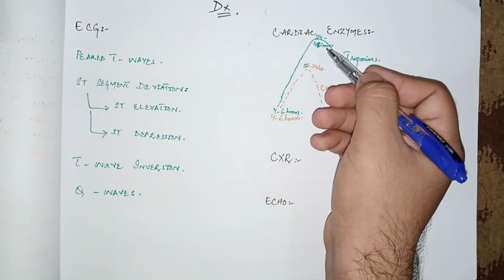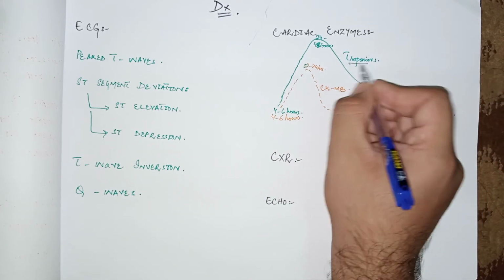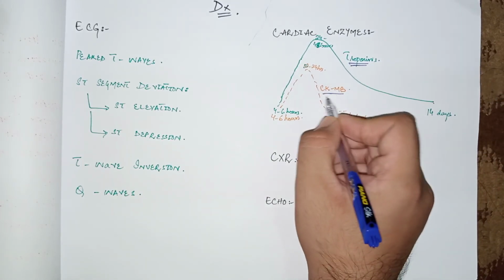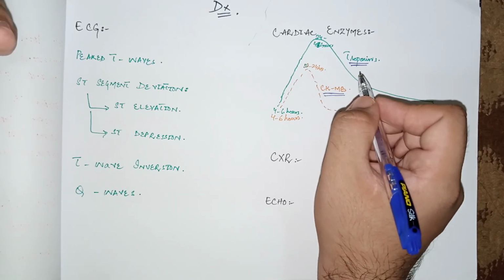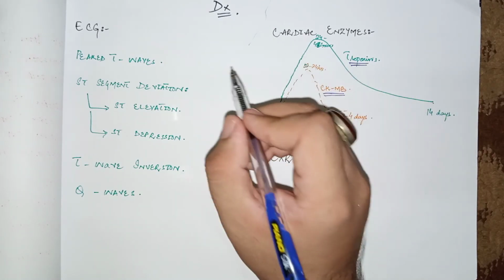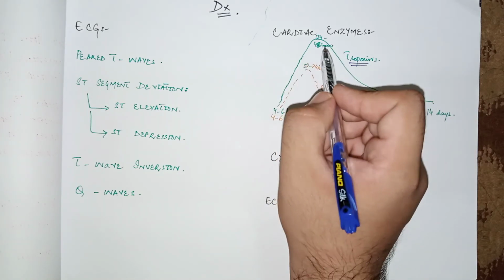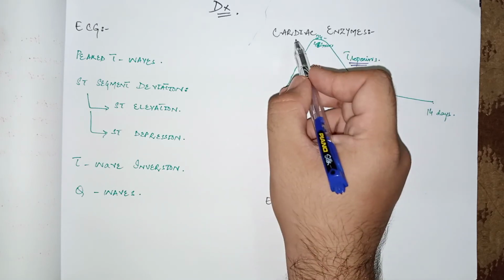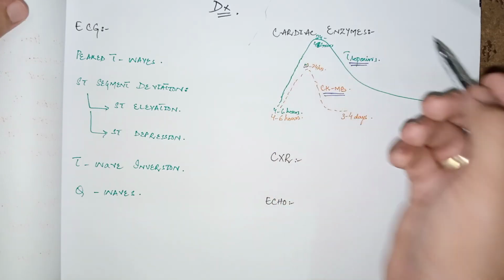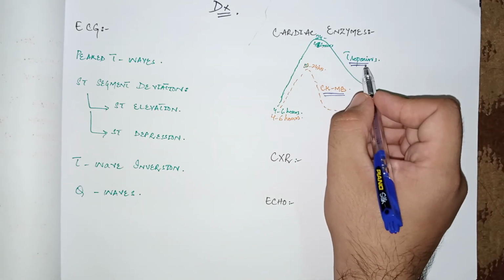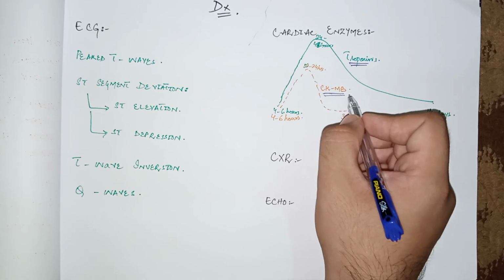Now come to the next investigation, that is cardiac enzymes. These cardiac enzymes are troponins and CKMB, that is creatine kinase MB. These two enzymes are very important to differentiate between angina and myocardial infarction, because these enzymes are elevated in non-STEMI and STEMI, while they are in the normal range in case of unstable angina. Troponins are much more sensitive and specific, so they are the gold standard as compared to CKMB.